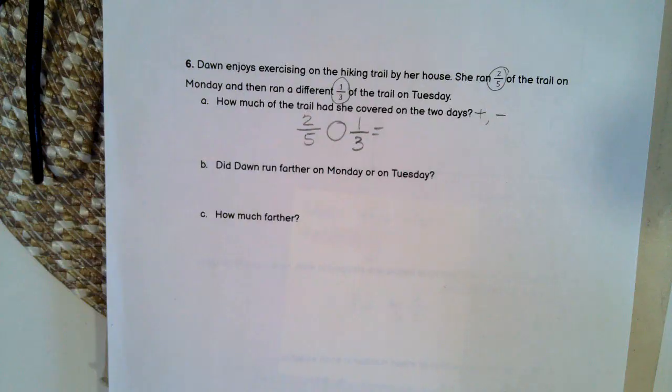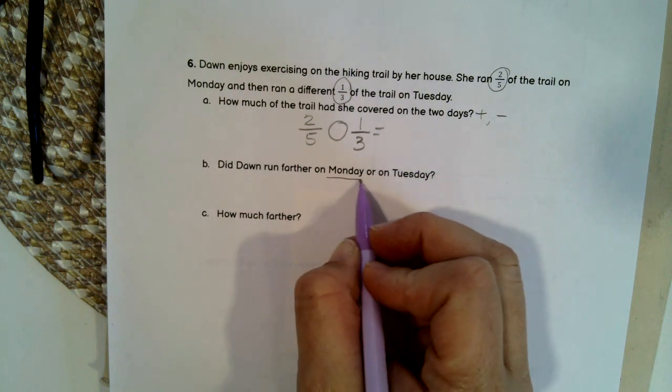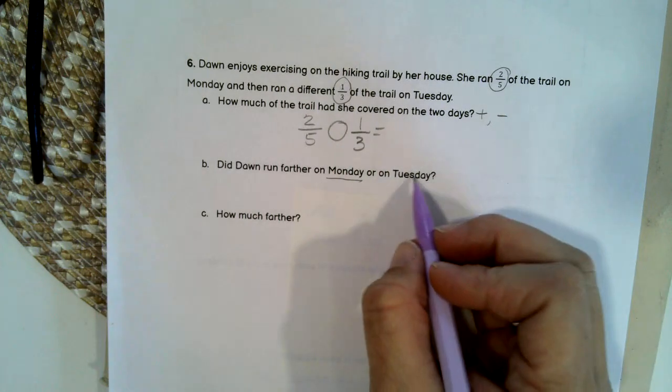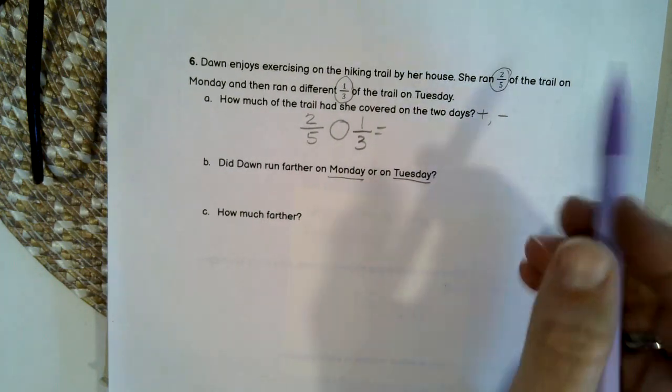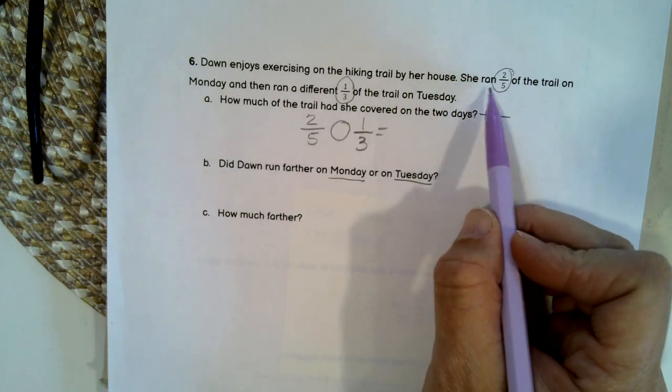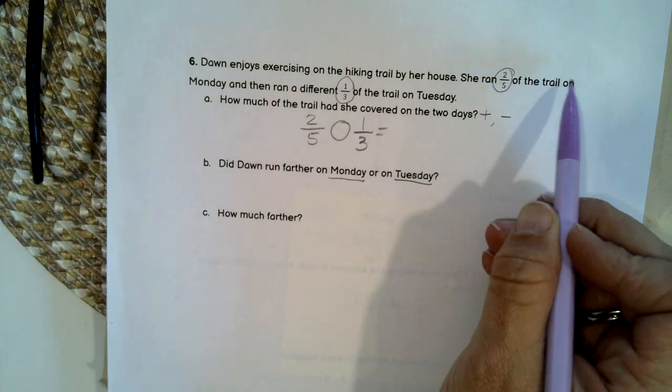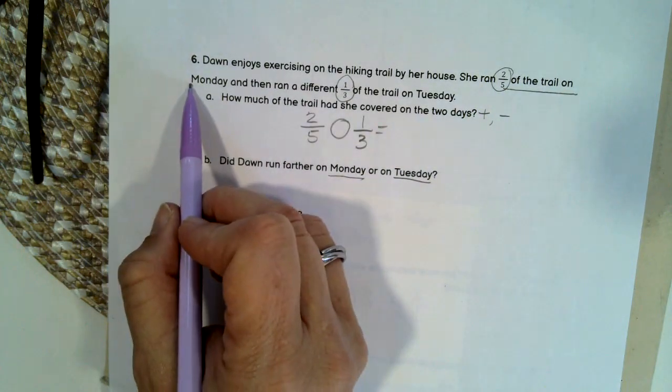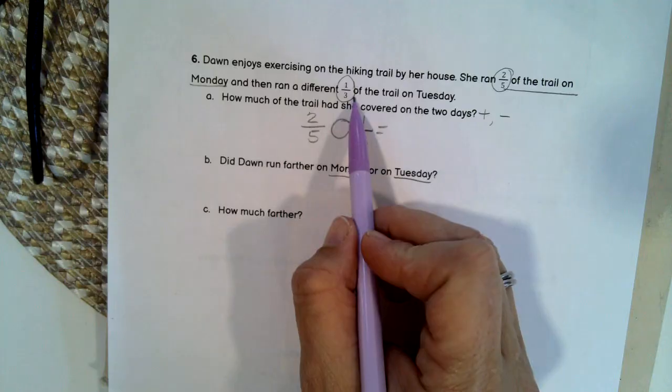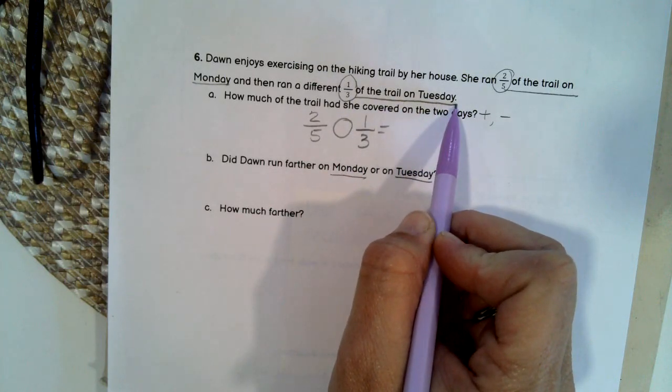Now, did Dawn run farther on Monday or Tuesday? So you need to choose. Is it Monday or is it Tuesday? And read the question and find out. She ran 2/5 of the trail on Monday, 1/3 of the trail on Tuesday.